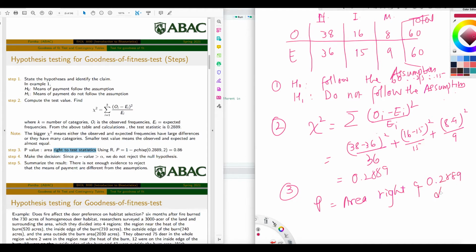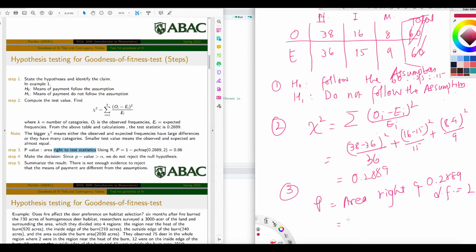The p-value is the area to the right of 0.2889. But what is the degrees of freedom here? Degrees of freedom is the number of categories minus 1. There are 3 categories, right? The total is just what I calculated, you don't need to worry about that. So 3 minus 1 is 2.